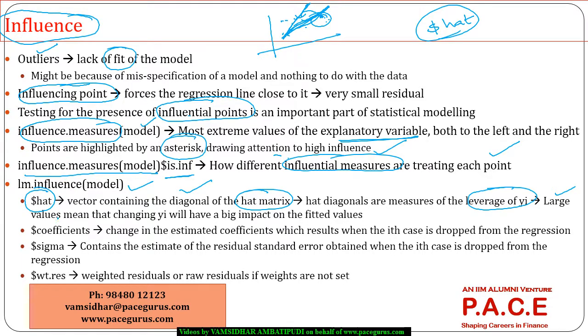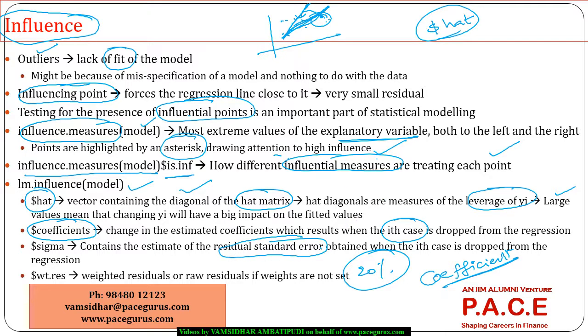In that lm.influence, I would also get the coefficients, which tell me if that particular point is dropped from my model, what would be the change in the coefficients of the model. If I drop a point and the coefficients fall by 20%, then I can judge whether that influence is really significant or not. Similarly, the sigma is also brought out: what would be the residual standard error? Will it be reduced drastically, or will it increase if I drop that point?